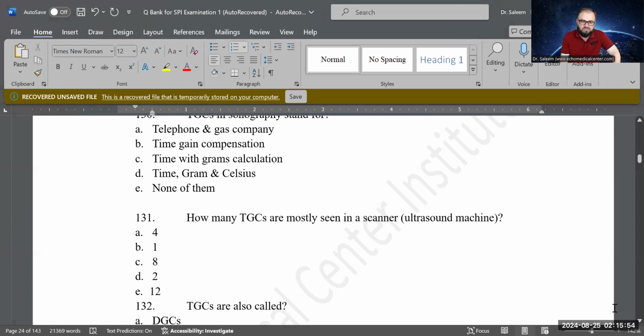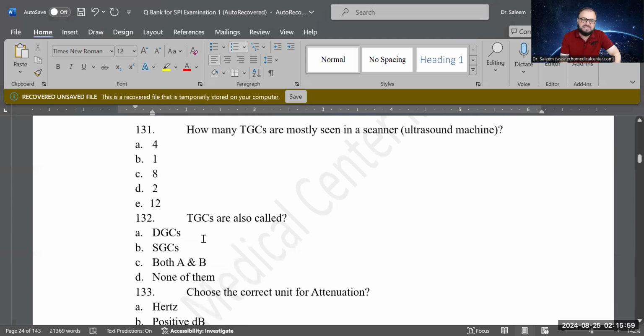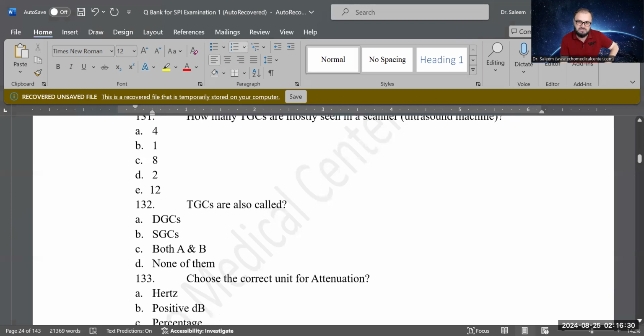Correct. Okay. Now let me see, what is this? This question is asking what other names there are for the TGC, time gain compensation. Is it DGCs? Is it SGCs? Is it both of them? A and B is correct, or none of them? Yes, both of them are correct. Absolutely, C is the correct answer, because it's called time gain compensation, depth gain compensation, and swept gain compensation. These are all the same names for the TGC.